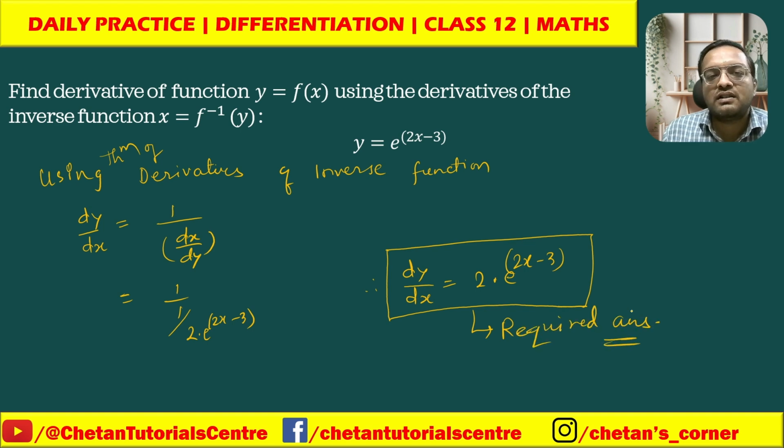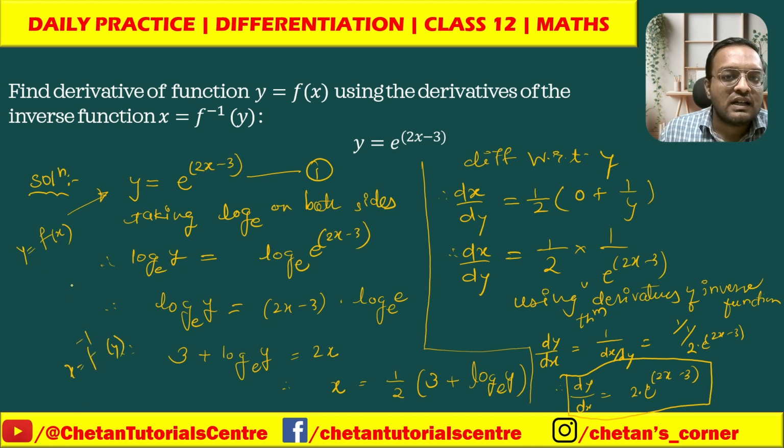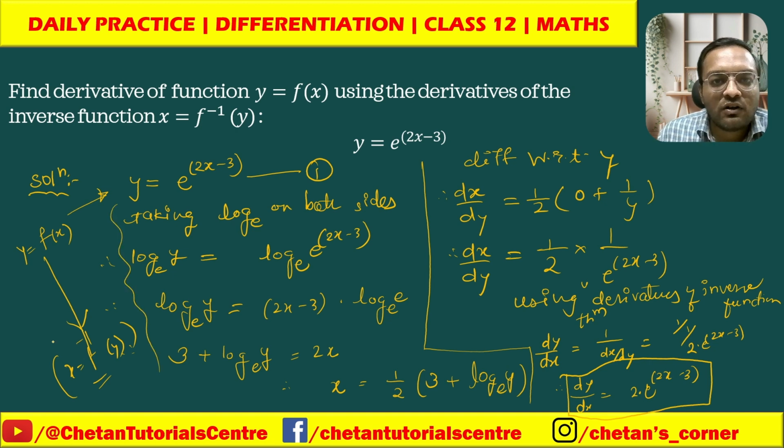So in this way we solve this given question. The most important step in this question is to convert y is equal to f of x into x is equal to f inverse of y, which is the inverse function of the given function y is equal to f of x. So how have we converted this? By using logarithmic rules. Once we get the value of dx by dy, we find the value of dy by dx using derivatives of the inverse function.